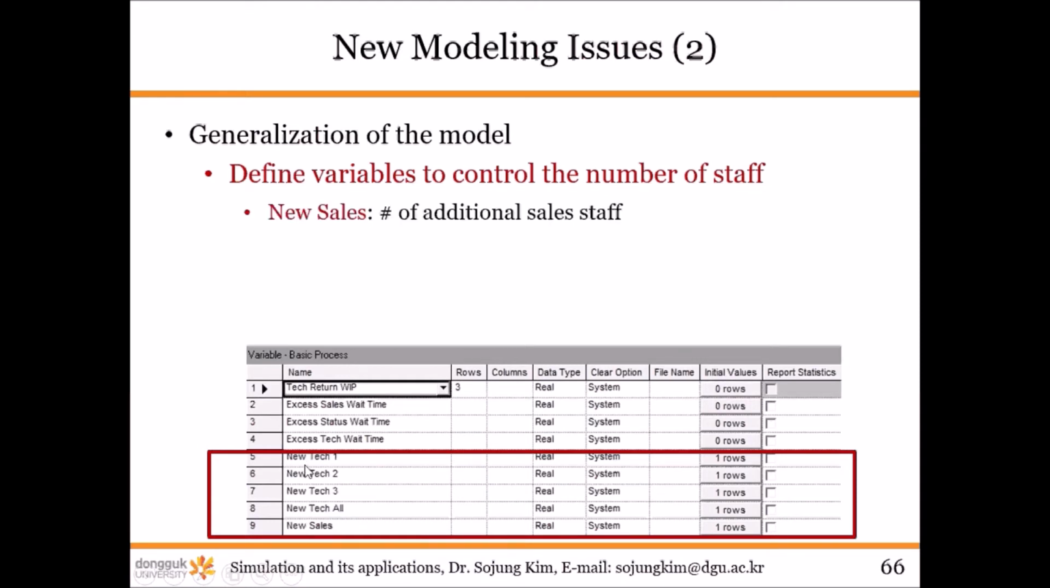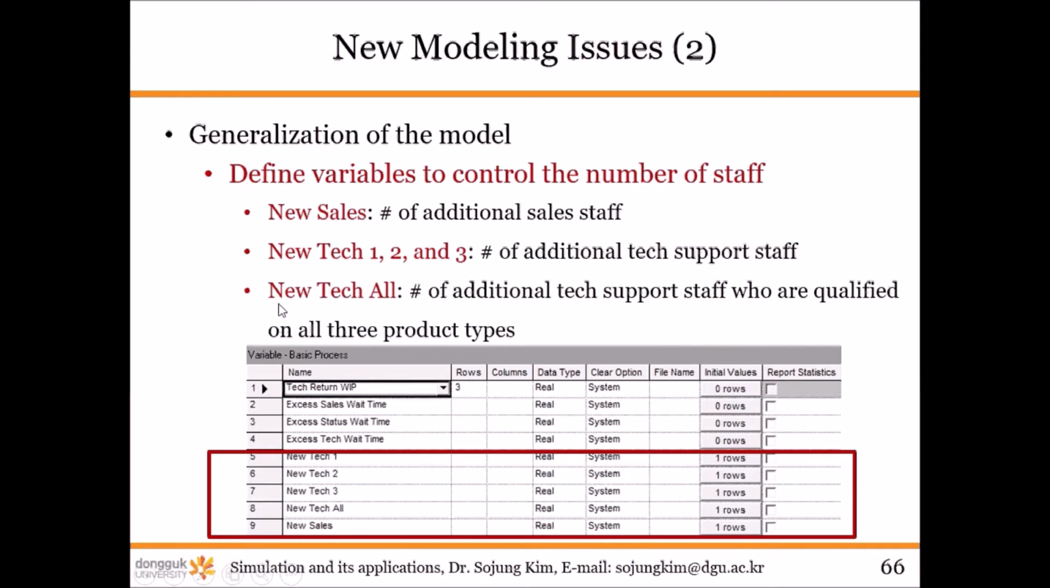Okay, new sales means the number of additional sales staff. In other words, in addition to the number of staff you want to hire, the new employees, that value will be stored in this variable. And new tech 1, tech 2, and tech 3 are the number of additional tech support staff. And new tech all means the number of additional tech support staff who are qualified for all 3 product types.